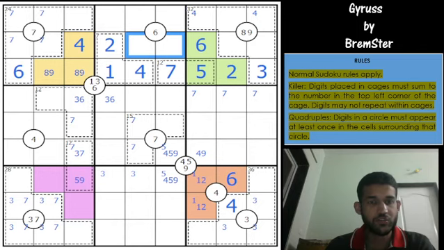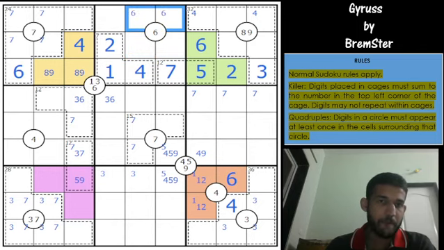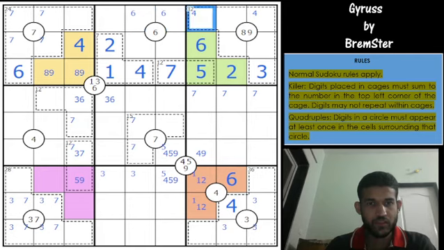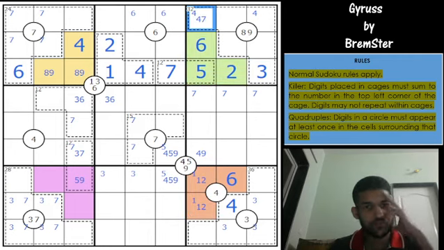Okay, 6 is removed from these two cells. 6 has to go here. So if I look at this cell, it can't be 2, 3, 5, 6, 8 or 9. So this would have to be a 1, 4, 7. But there is a 1 here, so that's a 4, 7.